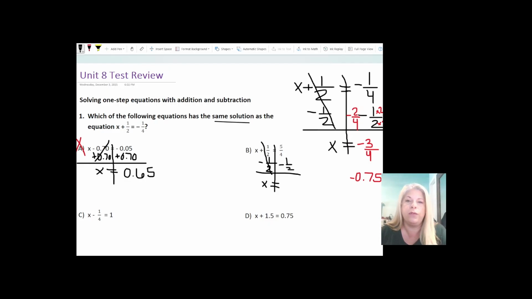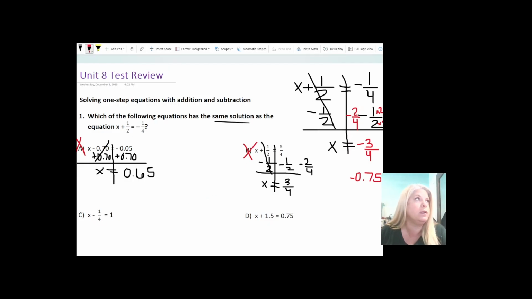Again, we have different denominators, so we're going to have to change this. Again, 1/2 is the same thing as 2/4, right? You can multiply it by 2, so this would be equal to negative 2/4. So if I have 5/4 minus 2/4, I'm left with 3/4. Now you might say, oh, that's the answer, but be careful. Remember, we're looking for a negative 3/4. So unfortunately, it looks similar, but it is not negative. So therefore, that will not work.